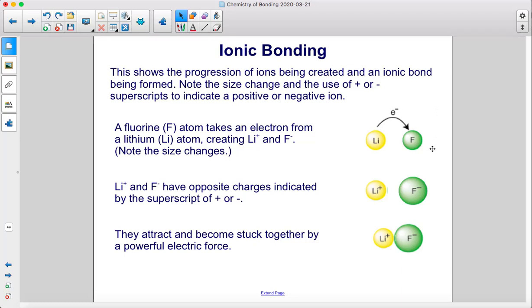A fluorine atom takes an electron from a lithium atom, creating Li+ and F-. Note the size changes. Li+ and F- have opposite charges indicated by the superscript of plus or minus. They attract and become stuck together by a powerful electric force.